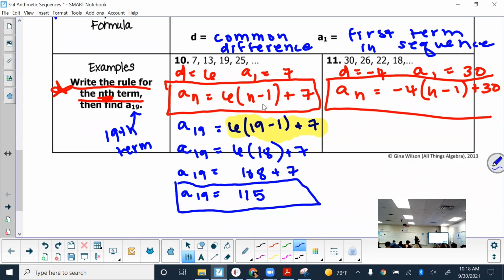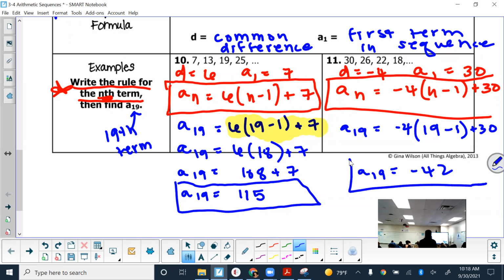Then we need to find the a sub 19. So the 19th term. So what am I replacing with 19? All the n's. On the left is just notation. On the right, replace the n with 19. And now since those are all numbers, you can simplify it and actually get an answer. So what was your final answer for this one? Negative 42 is correct. Anyone get something different?